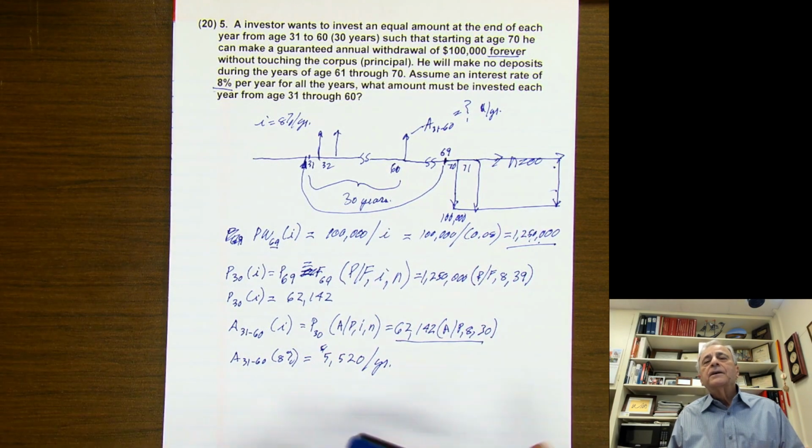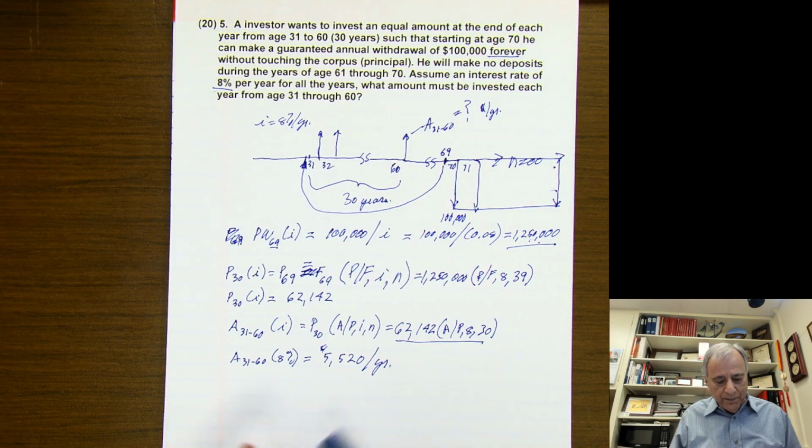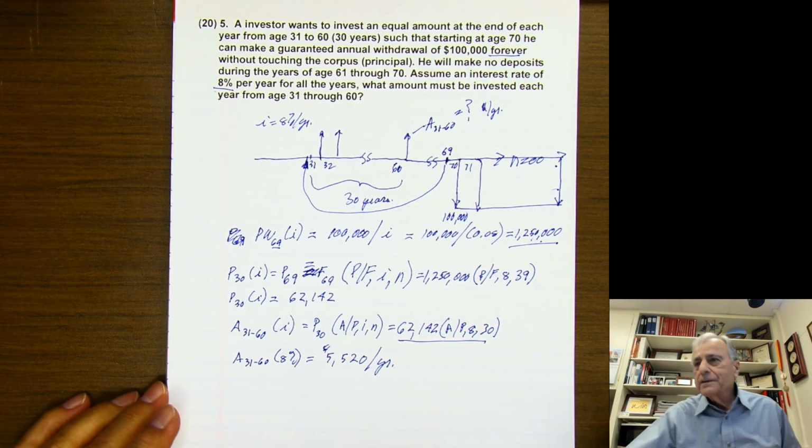Imagine that. If you could just invest that much for those 30 years, you could withdraw $100,000 forever, as long as you can earn 8% per year. That's amazing.